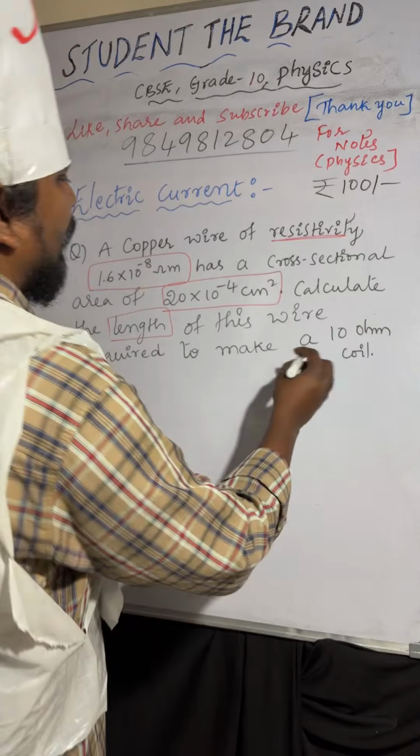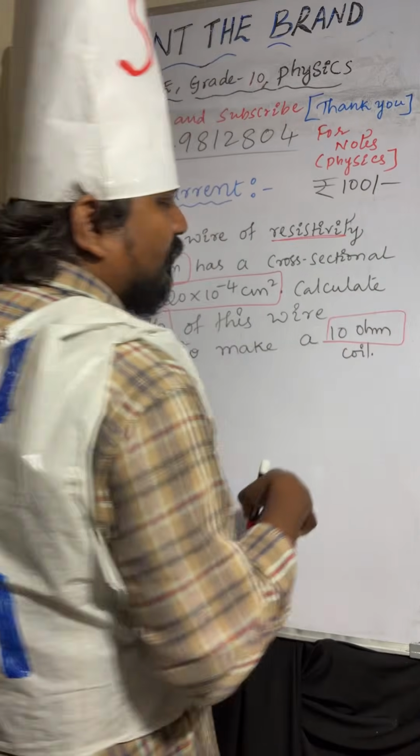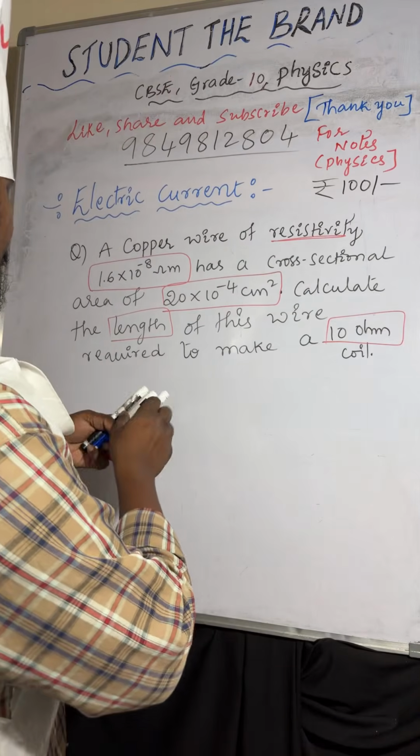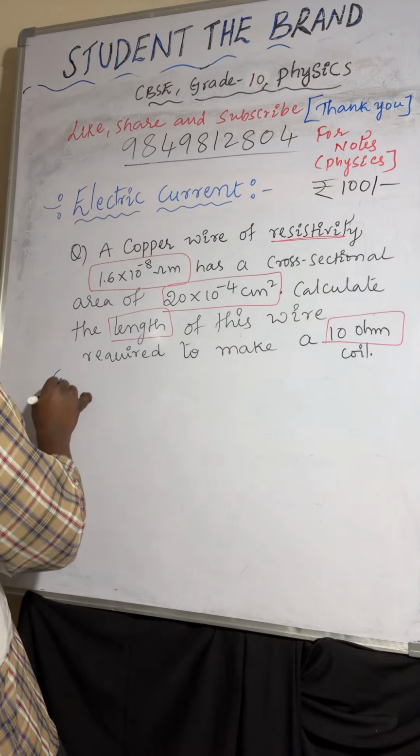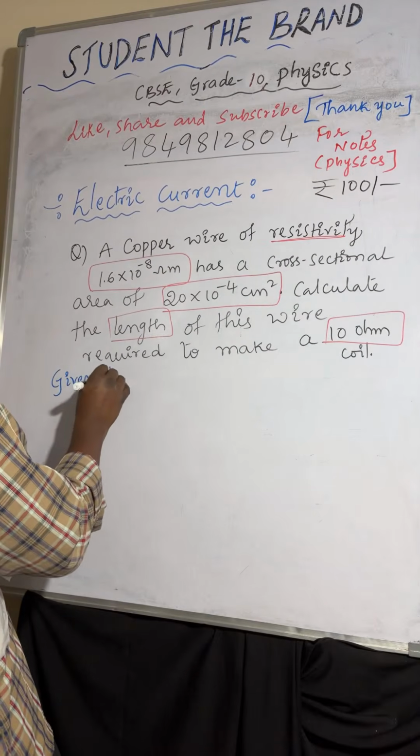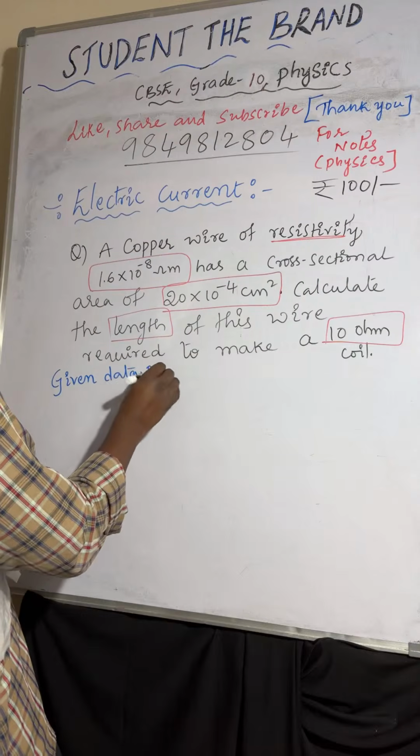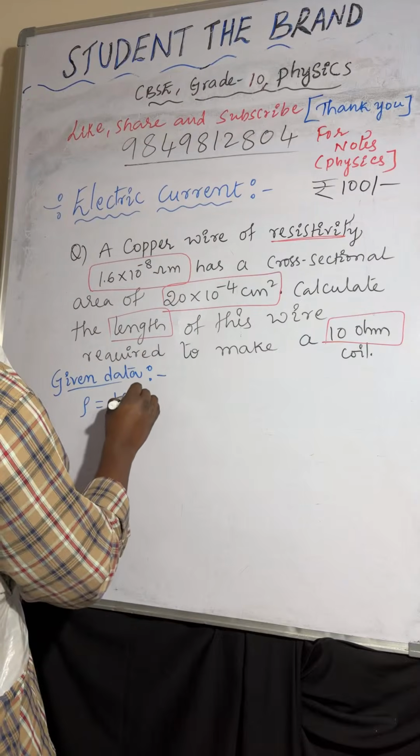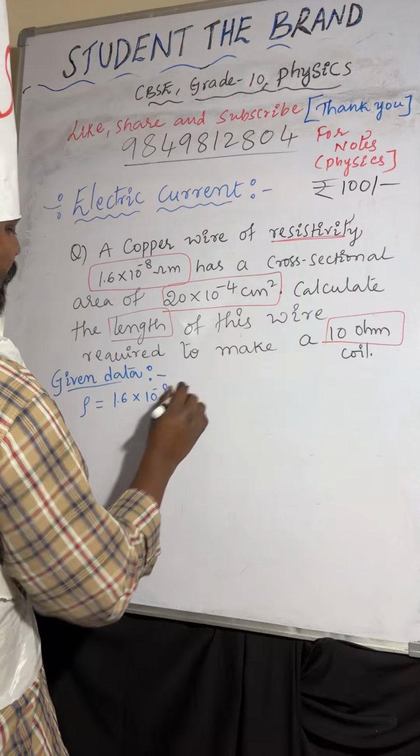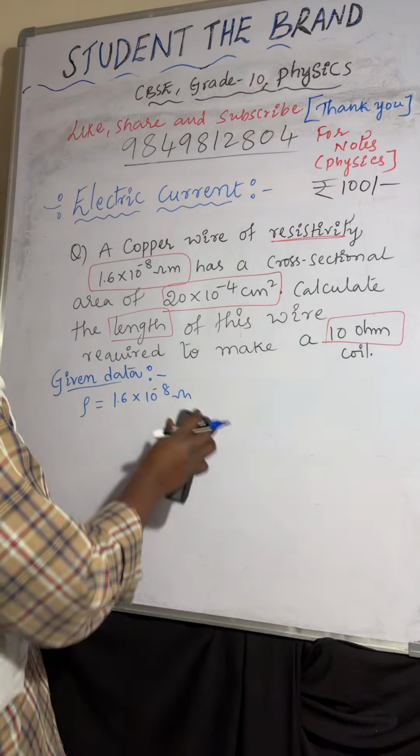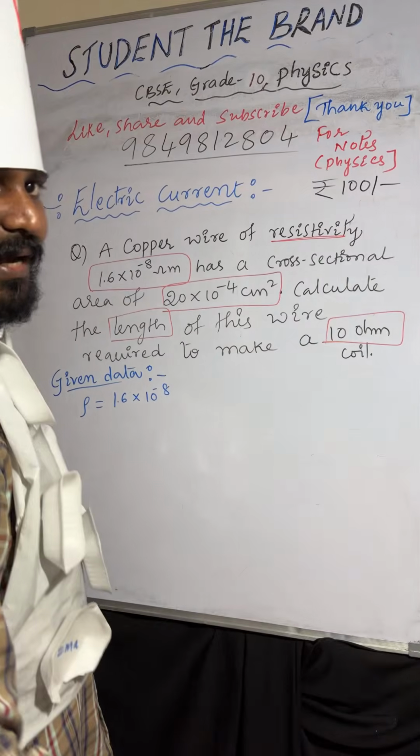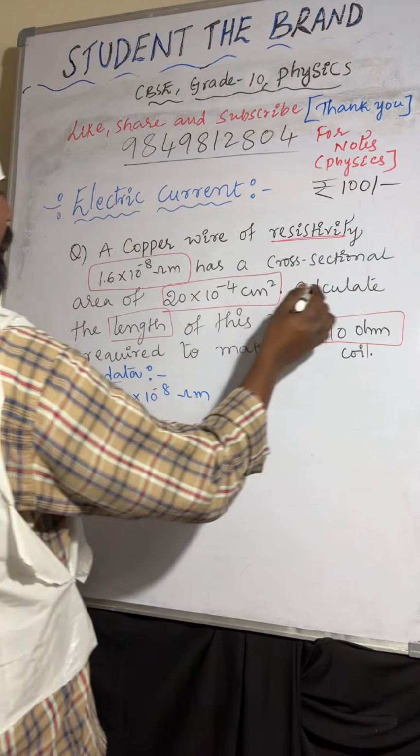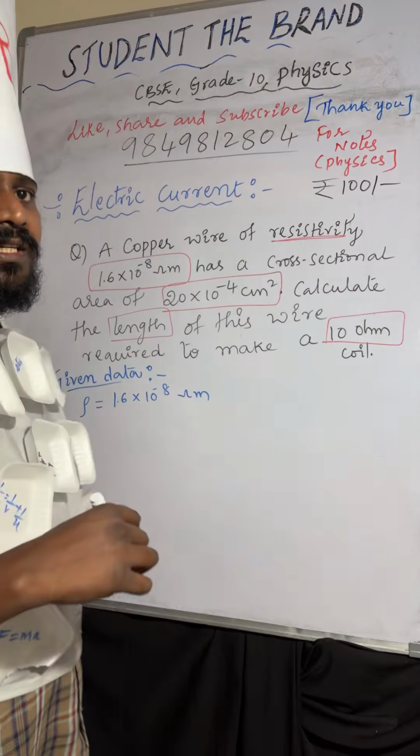Okay, so now you can see under 10 ohm coil, here also they given 10 ohm coil. First you have to write the given data. So given data, first one, resistivity equal to 1.6 into 10 power minus 8 ohm meter. You have to identify the units. By identifying the units, you can get to know which quantity is given. Second one, area of the cross sectional area is given.